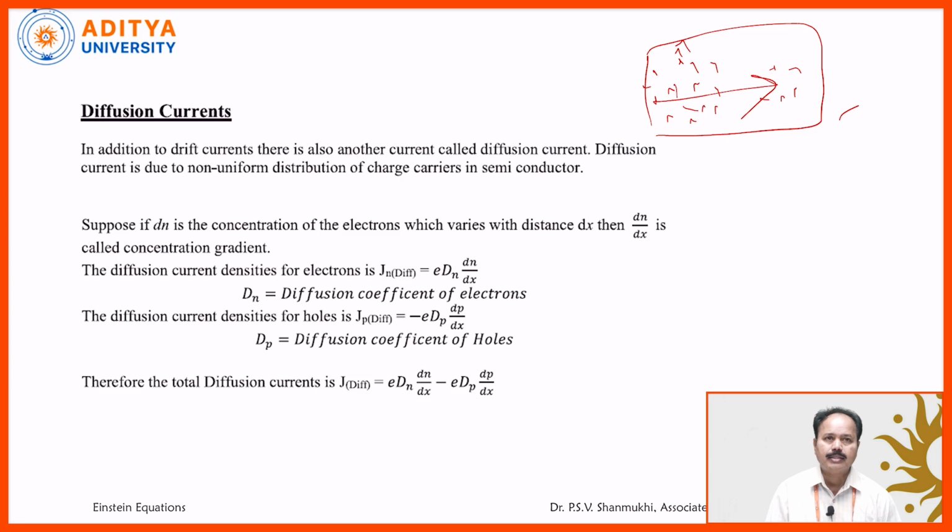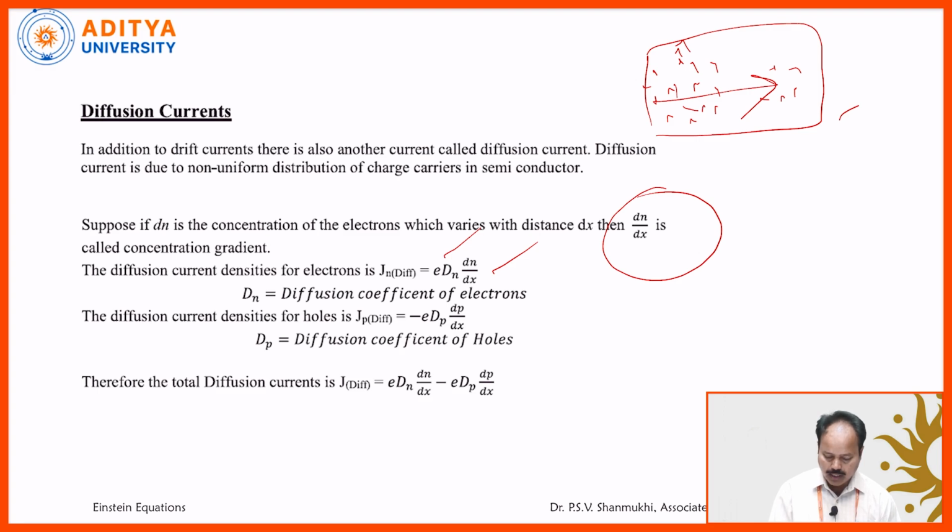Generally, the diffusion current density is proportional to the concentration gradient. Along the x direction you take dn by dx, along the y direction dn by dy. Anyhow, let us take a one dimensional system. It is proportional to dn by dx, or it is equal to some proportionality constant, that is Dn, into dn by dx, where e is the charge of the electron and Dn is called the diffusion coefficient of electrons. Therefore the diffusion current density is e Dn dn by dx, where dn by dx is the concentration gradient, Dn is the diffusion coefficient of electrons, and e is the charge of the electron.